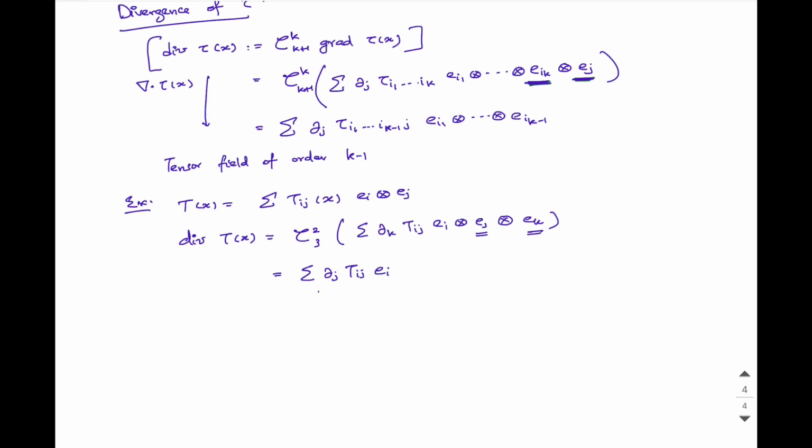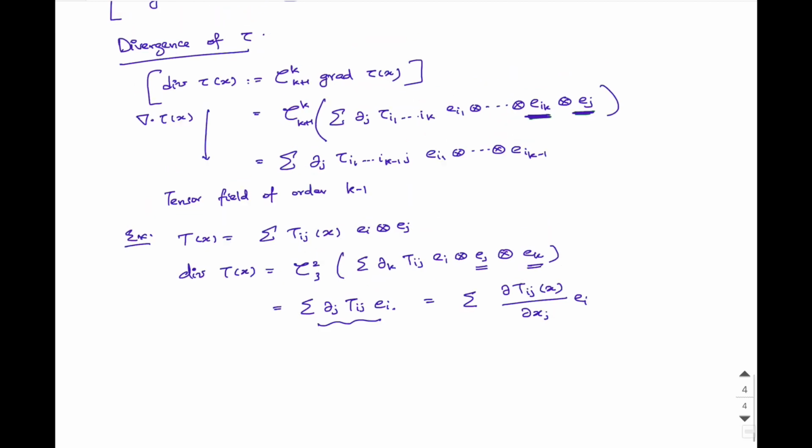It's a vector field. If you want to write it in terms of the familiar partial derivative notation, this is nothing but the summation of partial T_ij of x over partial x_j e_i. So the second index is the one you take the summation over. Good, that's the definition of the divergence of tau.